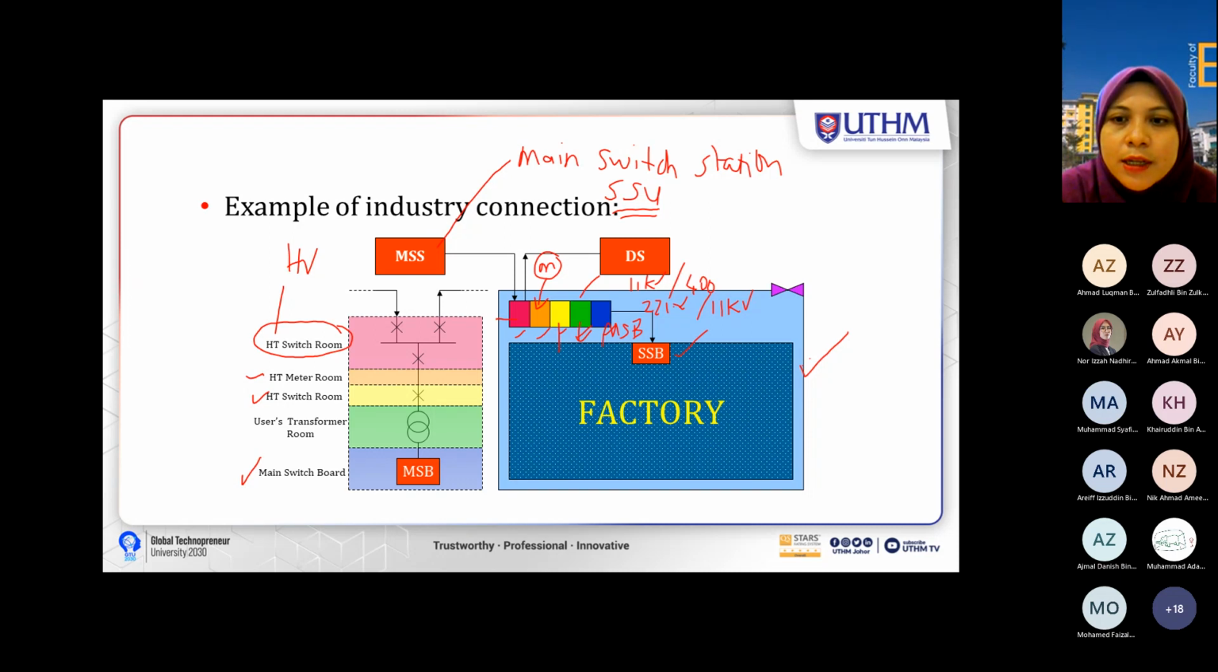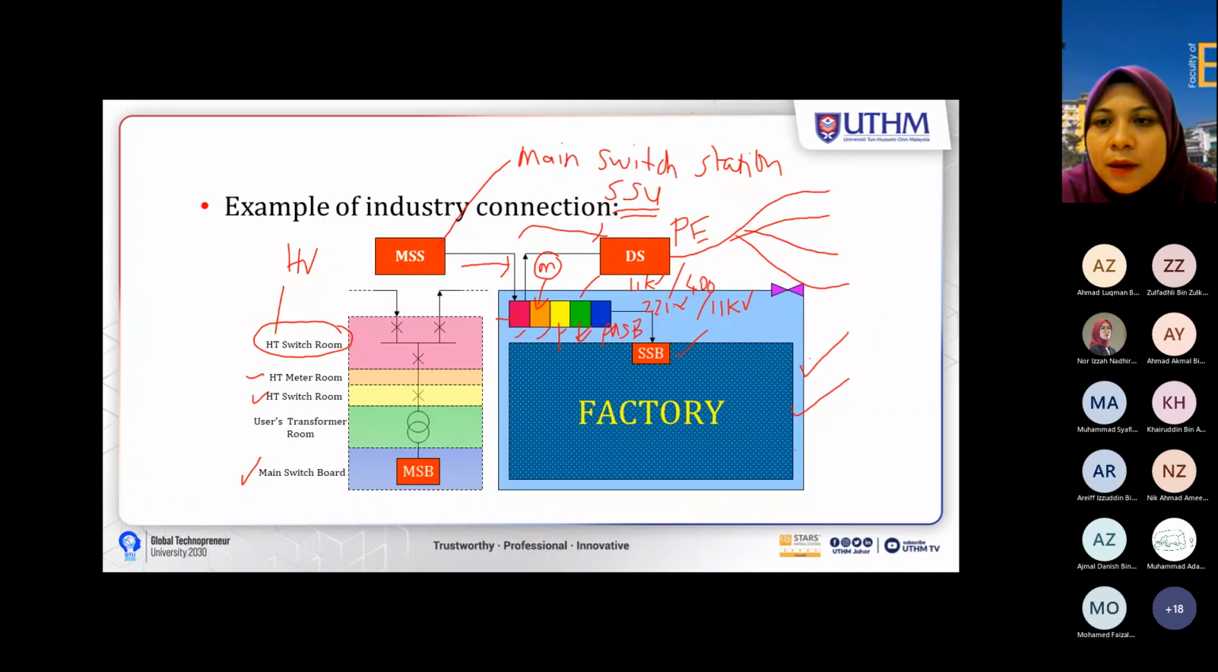Alright, and then if we follow this one, it goes straight to the factory, or the industrial application, tapping from the SSU to the factory. Or from here also, from the factory, from the switch room just now, like you see from the MSS, the main switch station, it goes into the HT switch room for its first protection, and then it goes to the PE. The PE then goes to the residential areas, to the houses. So this one is residential.